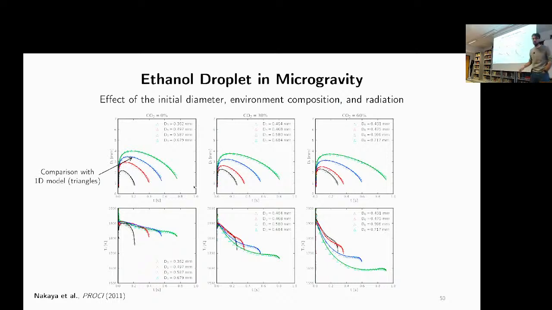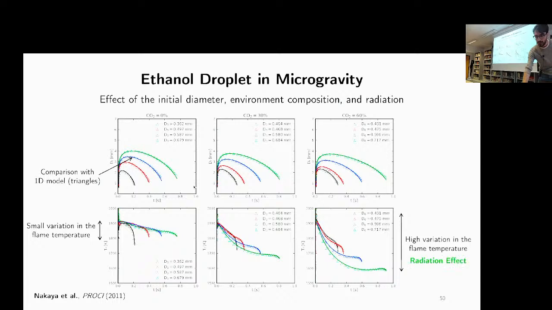While if we take a look at the flame temperature, you will see that at 0% CO2, the initial diameter does not show a big variation in the flame temperature, which are always very close. But as we increase the amount of CO2 in the atmosphere, you can see that we get a strong variation in the flame temperature, which goes from essentially more than 1800 K to 1600 Kelvin.